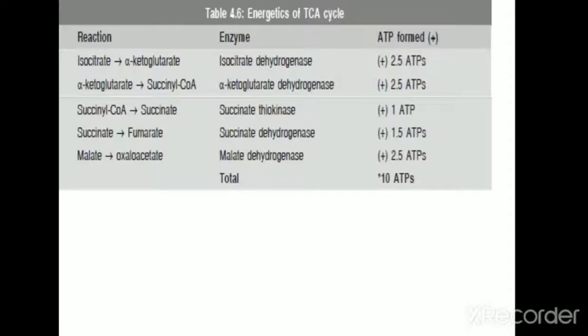And then you should write about the energetics of TCA cycle. So one cycle of this TCA pathway produces 3 molecules of NADH, 1 molecule of FADH2 and 1 GTP molecule. So one cycle of the TCA cycle produces 10 ATP.